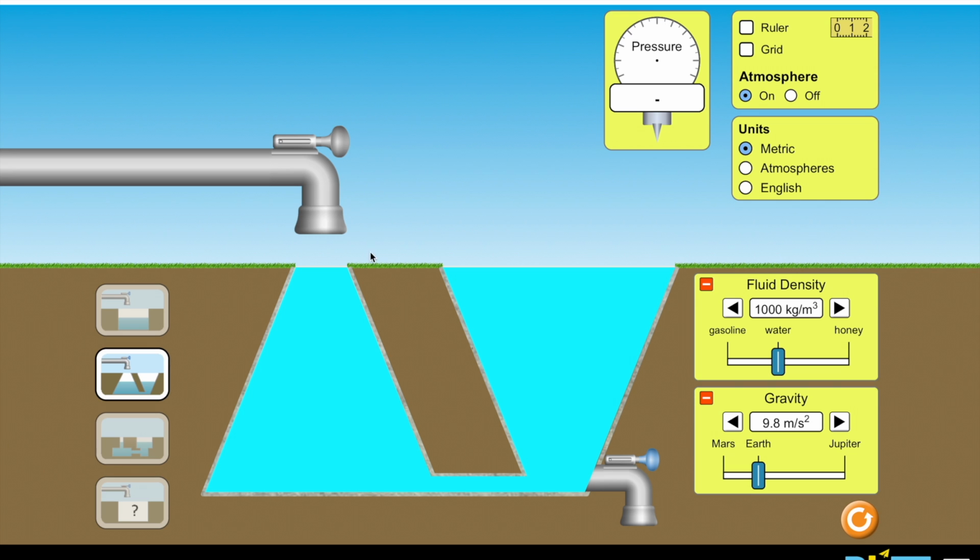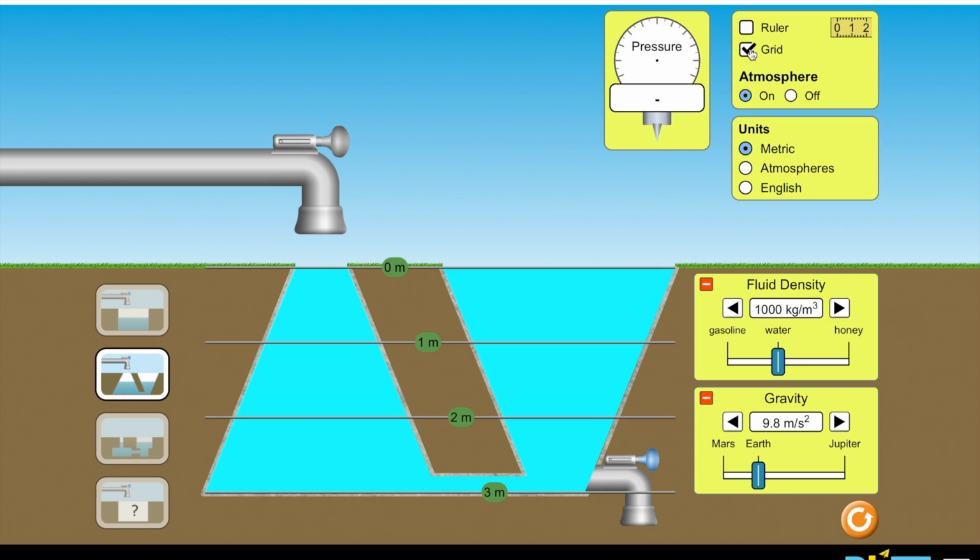And we want to ask ourselves, if I go to a certain depth and I go to the same depth, will the pressure be the same? Now I'm going to turn the grid on, and we're going to look at 2 meters. Is the pressure here at 2 meters going to be the same as the pressure here, or is it going to be greater or less on one side or the other? You can see it looks like the volume of water above this point is less on this side than the volume of water above this point on this side.